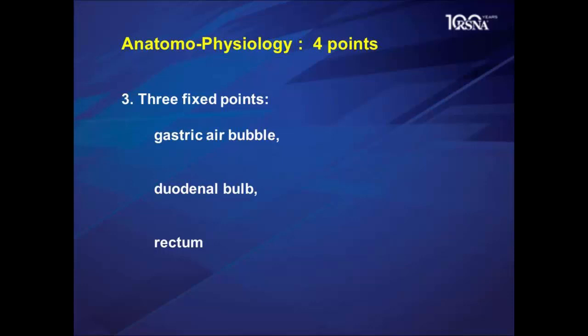Number three, now that we are considering the luminal air in the GI tract, is that most of the time we expect three fixed points: the gastric air bubbles, the duodenal bubble, and the rectum. So those are like landmarks when we start to sort out the intestinal gas pattern in the GI tract.